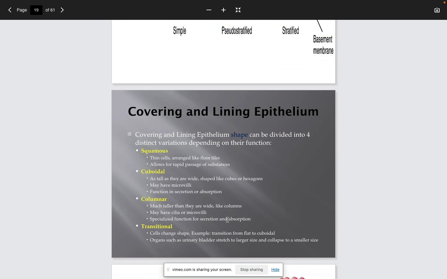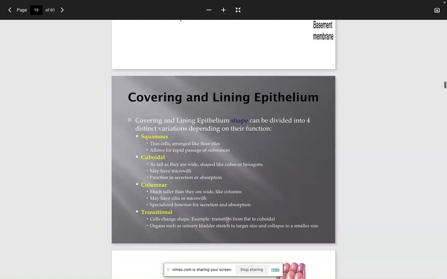Transitional means, exactly like the word implies, they're in transition. The cells change shapes. This is going to be responsible for stretching, right? And I said that there's only really one area in the body that has transitional epithelium, and that's present within the urinary bladder. It's important for the bladder to be able to stretch and collapse to a smaller size.